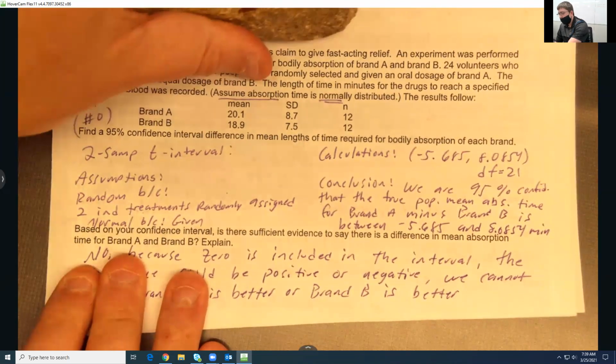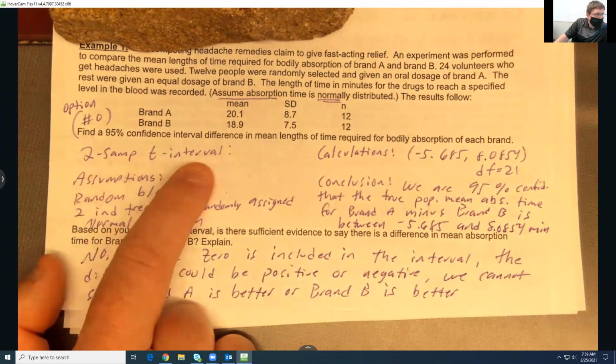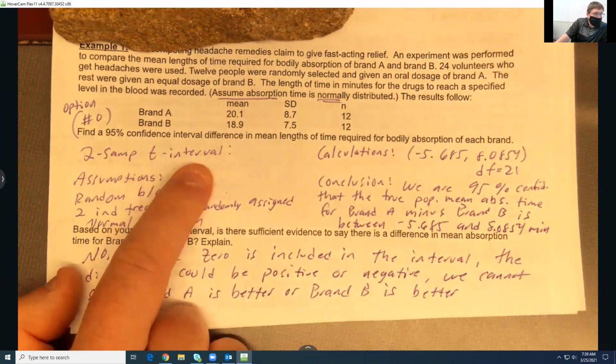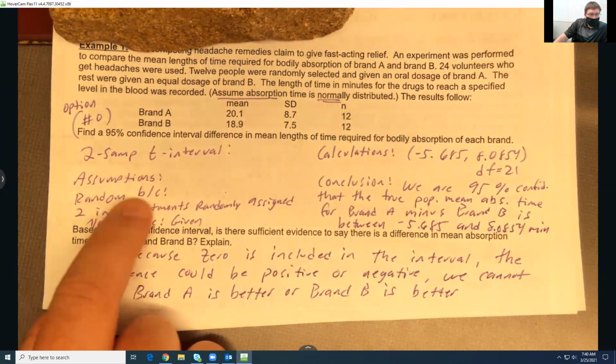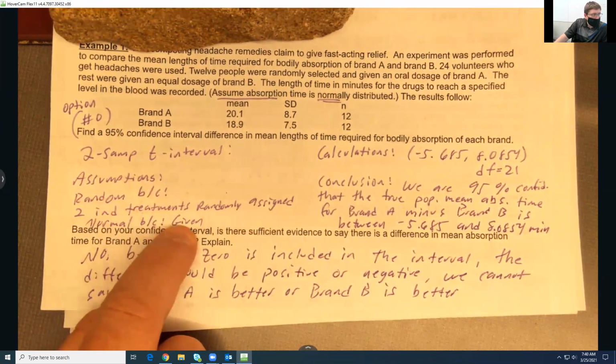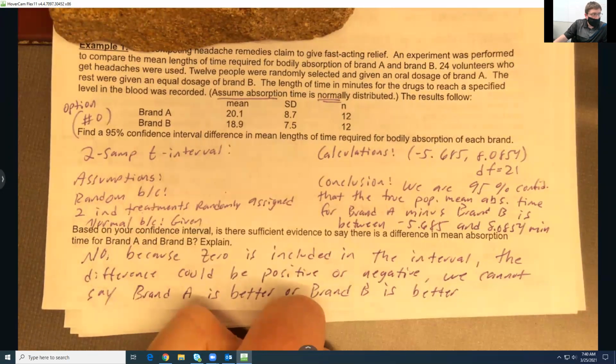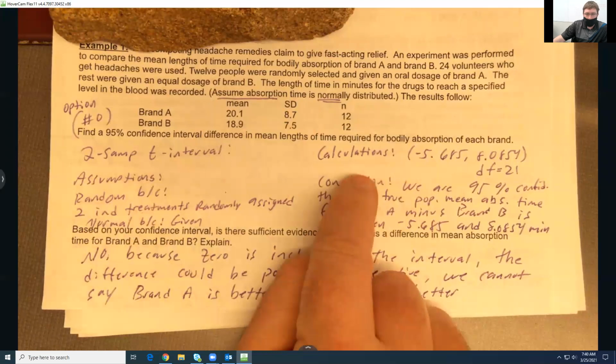All right, so first things first, I have to label what kind of test I am doing. A 2 sample T interval. Or I'm writing the formula. This is easy. What are my assumptions? Random because we have 2 independent treatments randomly assigned. Normal because it told me. All right, so there's my assumptions. Check, check.